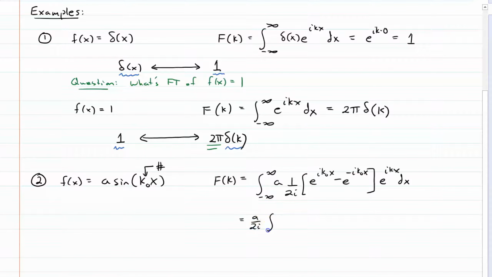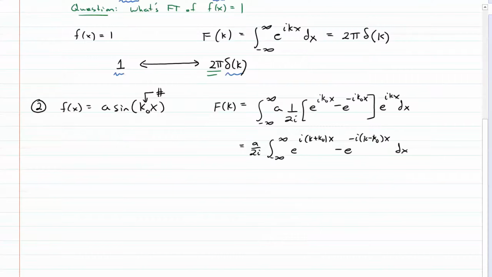And then integral from minus infinity to infinity of e to the i(k plus k0)x minus e to the minus i(k minus k0)x dx. Okay. And each one of those is a delta function, a over 2i. The first one is 2 pi delta of k plus k0, minus 2 pi delta of k minus k0, just like that. And let me simplify it.